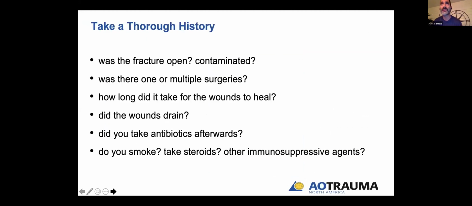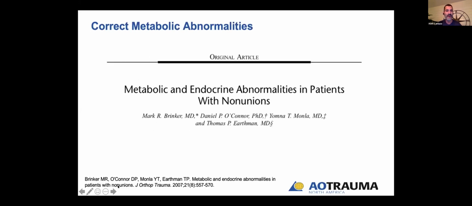When I evaluate for infection, certainly there's a laboratory and a culture evaluation, but the most important part of evaluating for infection for me is taking a thorough history. You know, was the fracture open or contaminated? How many surgeries has the patient had before they came to you? How long did it take for their wounds to heal? Did their wounds drain? Did they take long-term antibiotics afterwards? And then of course the other issues, including smoking, steroids, and immunosuppressive agents, all affect that patient's risk for having an infection and of course having non-union thereafter.